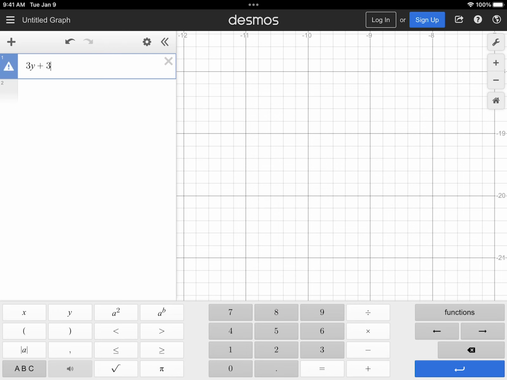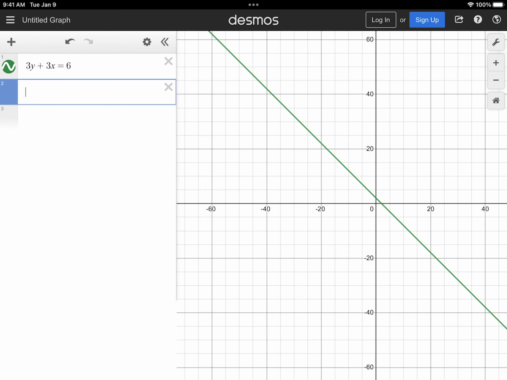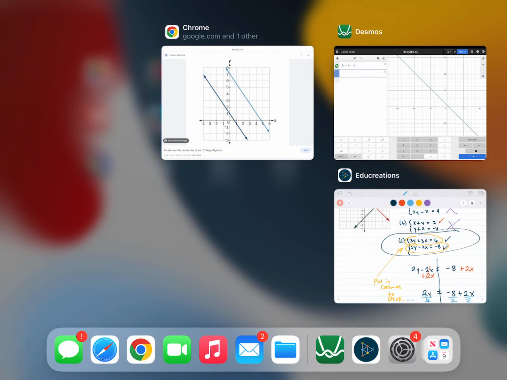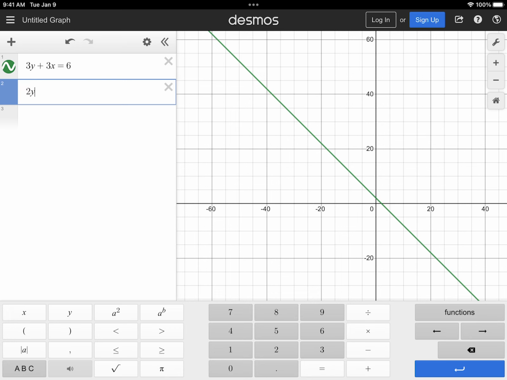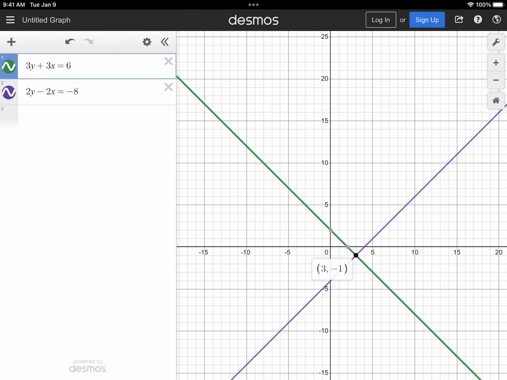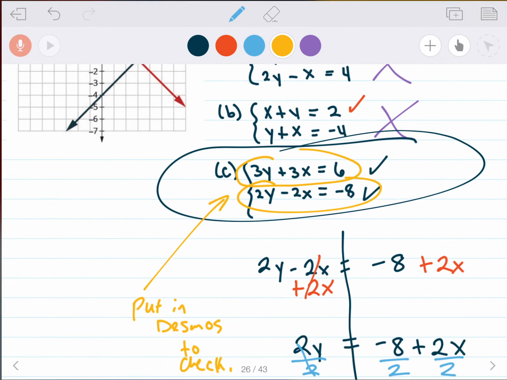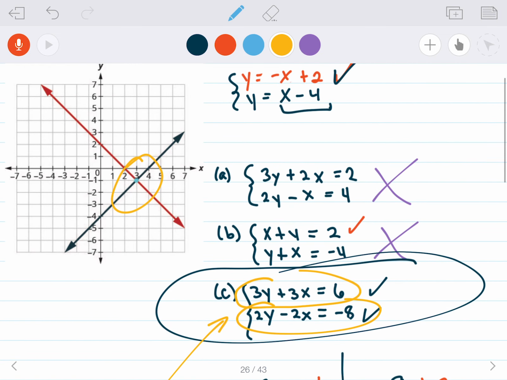3y plus 3x equals 6. Oops. So zoom out. Oh, there's my line. Let's do the second line, which was 2y minus 2x equals negative 8. And I get my second line, and I can see my solution of x equals 3, y equals negative 1, just like we had in our original picture right here. All right, so that's how you can check yourself.